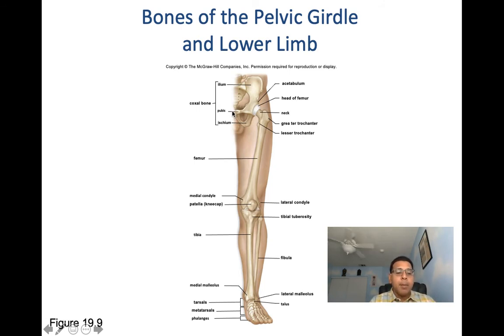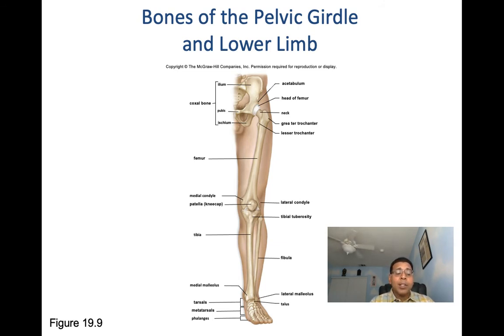The female and the male pelvis are going to differ from one another. In the female, the pelvic cavity is much broader, and the pelvic outlet is much wider. This will facilitate childbirth. The femur, your thigh bone, the only bone of the thigh, is the longest and strongest bone in the body. The head of the femur we saw articulates with the acetabulum.